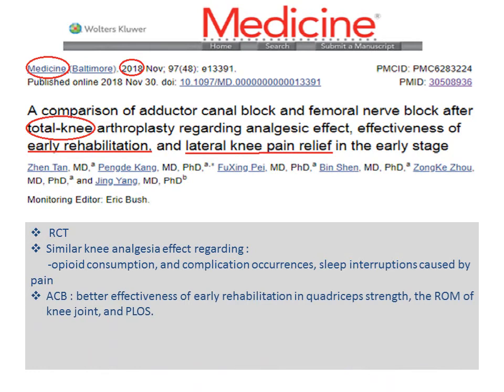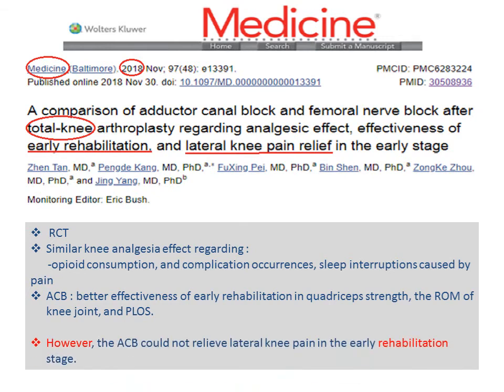In the adductor canal block group, there was better effectiveness of early rehabilitation in quadriceps strength, range of motion of the knee, and hospital stay. The adductor canal block is better than the femoral nerve block. However, the adductor canal block group could not relieve lateral knee pain in early rehabilitation.